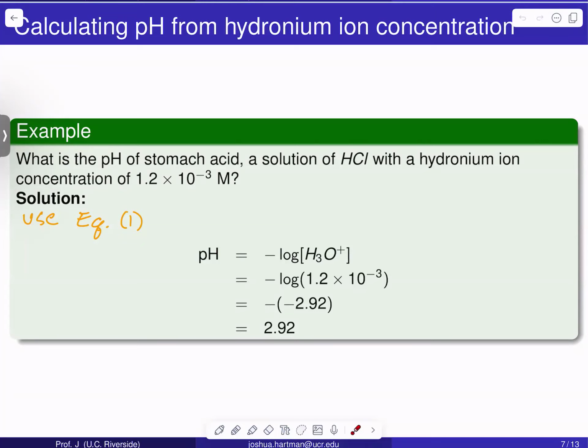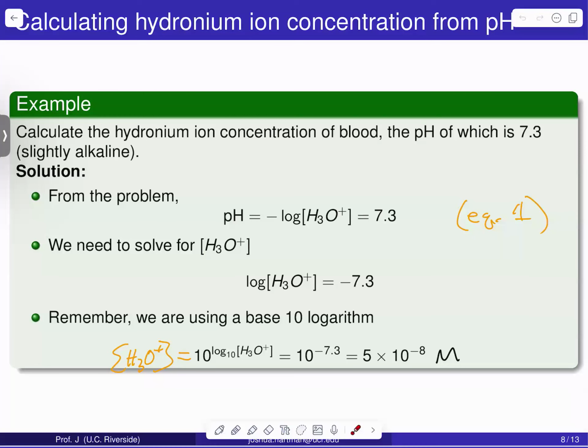Now we can ask pH and pOH questions in a slightly different way as well. In this next example, what we're going to do is calculate the hydronium ion concentration of blood given the pH value, which we're told is 7.3. In other words, it's slightly alkaline. And so from the problem, right, we can set up our equation 1, pH is equal to minus log of the hydronium ion concentration, which we're told is 7.3. All right, so our task here now is to take our equation 1 and solve for that hydronium ion concentration.